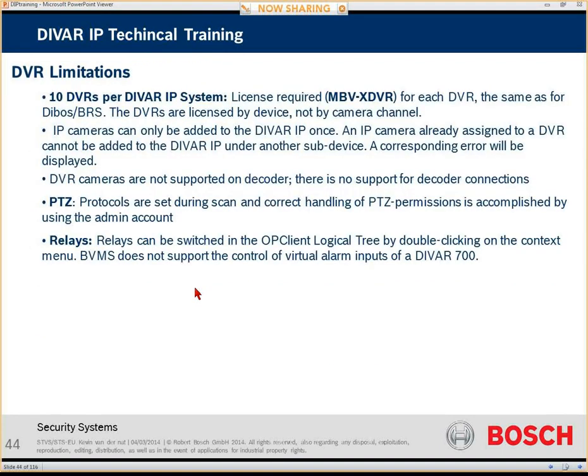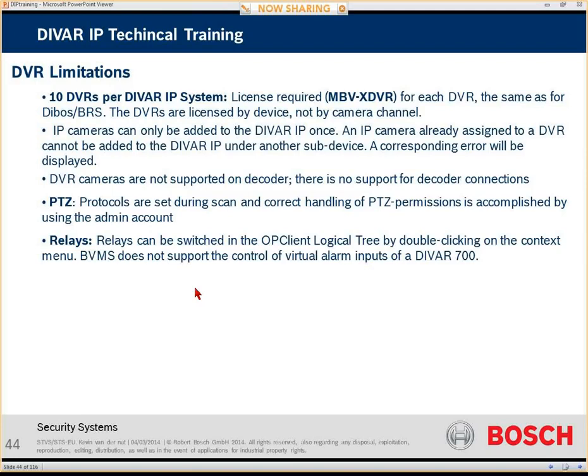So just to run through some of the limitations again, as mentioned we have 10 DVRs per Divar IP system. An IP camera can only be added to the Divar IP once. So if we have an IP camera already assigned to a DVR, we cannot add it into our configuration somewhere else under a different sub-device. The intuitive way, though, is that the application will report that if you're trying to add a device with the same IP address twice, that this is not possible.